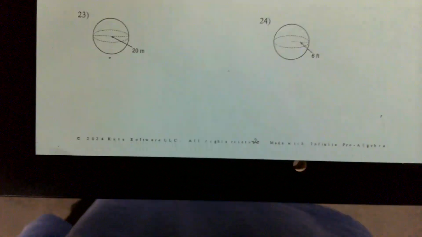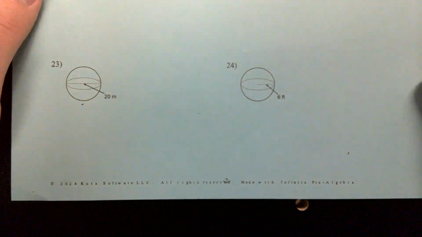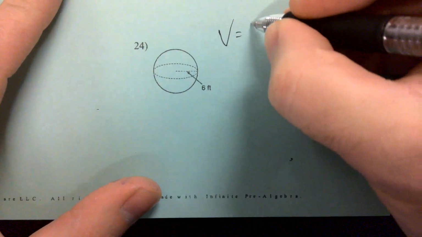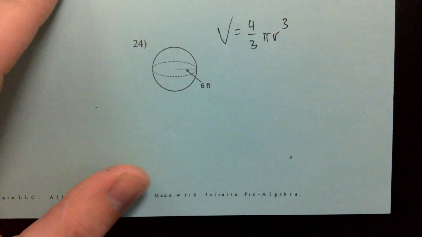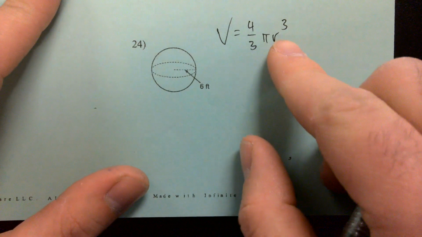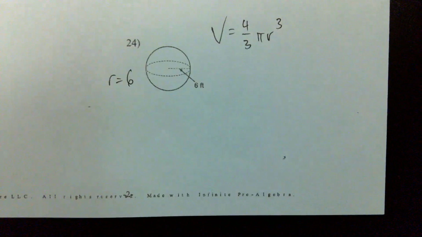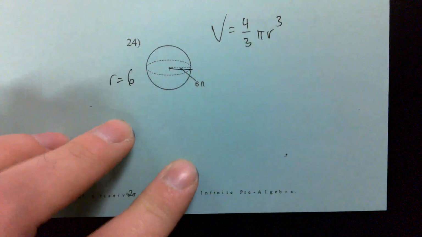Which of these spheres do you want to do? 23 or 24? 24 it is. I hear more 24s than 23s. So the volume of a sphere is 4 over 3 pi r cubed. All we need to plug in is the r. What is my radius for this sphere? 6. Do I need to cut 6 in half? No, why not? It's already half a line. That's right.